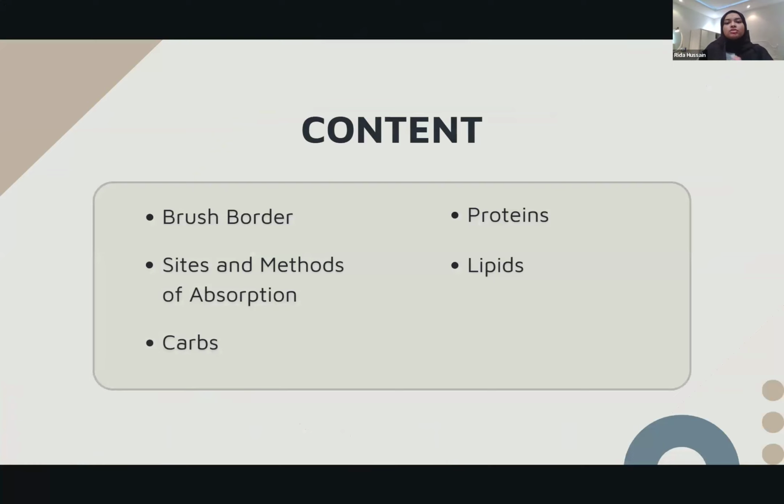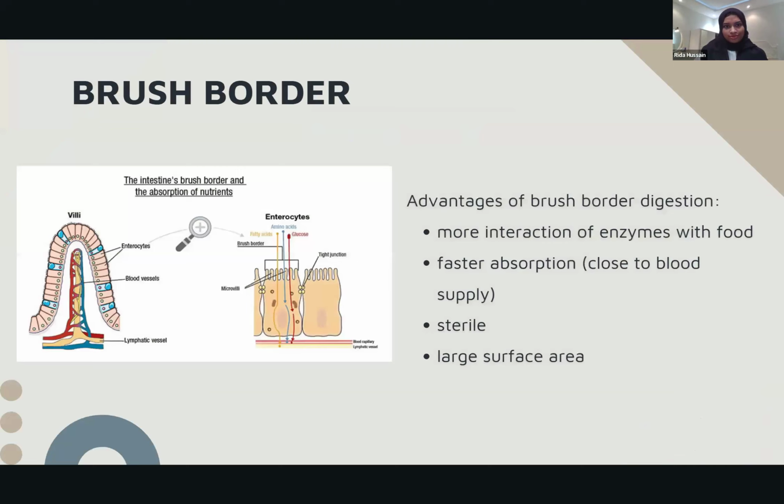So I will be telling you an introduction, a background about the brush border in itself, different sites of absorption and methods of absorption. Then we're going to be talking about specifically how carbs are absorbed, proteins are absorbed, and lipids. And after each one of them, we're going to be talking about a complication regarding the absorption of them. We move. Okay, so what is the brush border?